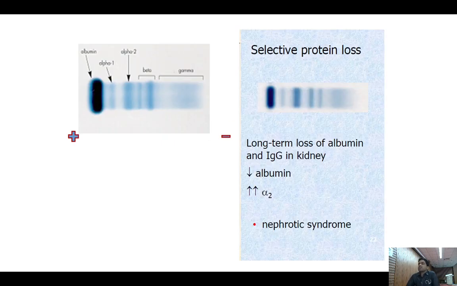Some of the abnormal patterns you should see, because in the exam it will come. So here you see what is happening. This is the normal and this is the abnormal pattern. Here selective protein loss is happening. Albumin is decreased, right? And then alpha 2 is increased. Why is alpha 2 increased? Alpha 2 contains bigger molecules, alpha 2 macroglobulin. So those molecules do not get excreted in nephrotic syndrome. In nephrotic syndrome, selectively smaller molecules get excreted. So albumin is decreased and alpha 2 is increased. Then your diagnosis will be nephrotic syndrome. These slides I will give you later.